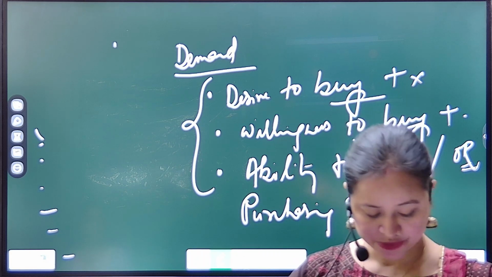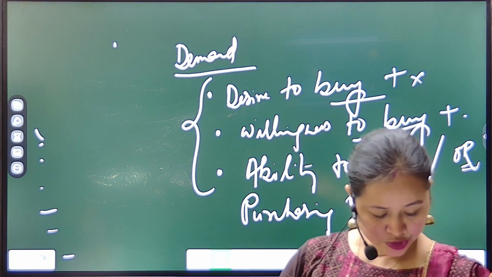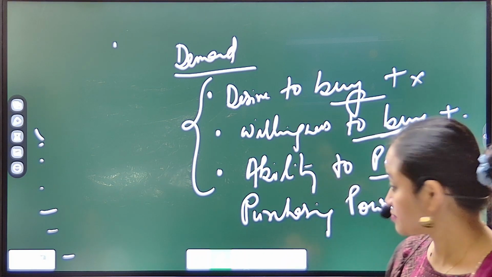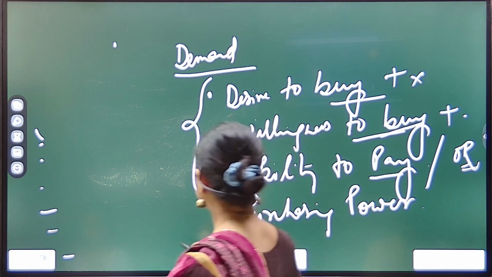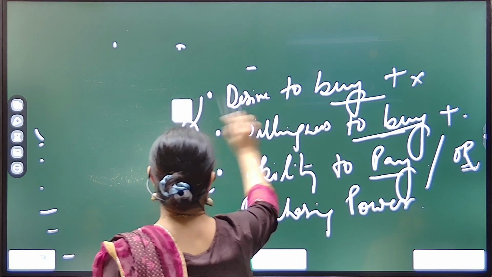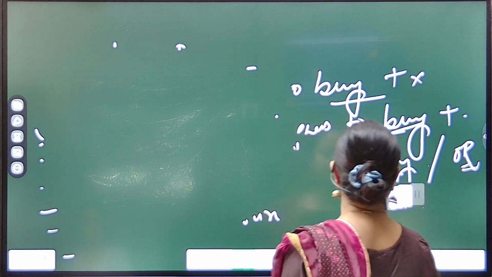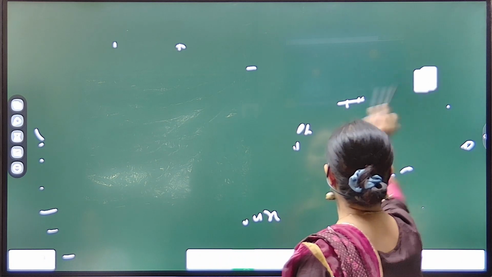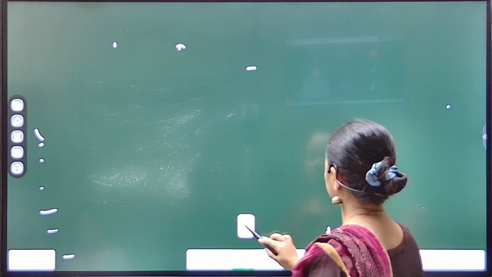Fine? Understood? Okay. Now, last class also we discussed related goods. Related goods. There are how many types of related goods?